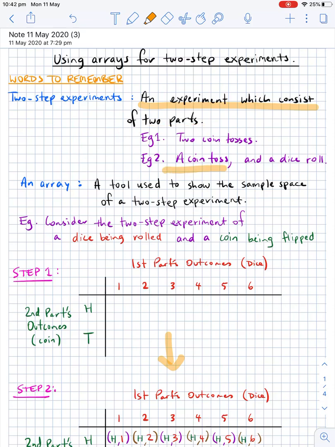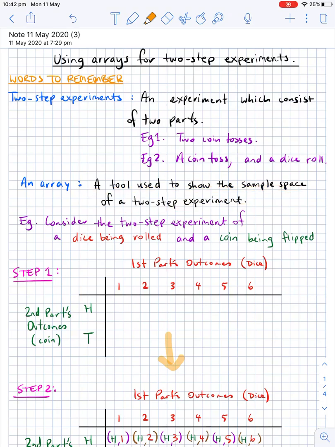Or maybe a coin toss and then a dice roll. There's two parts to this experiment as well. So we're dealing with these sorts of experiments, these situations. What we use for these sorts of experiments is an array. So it's a tool used to show the sample space of a two-step experiment.